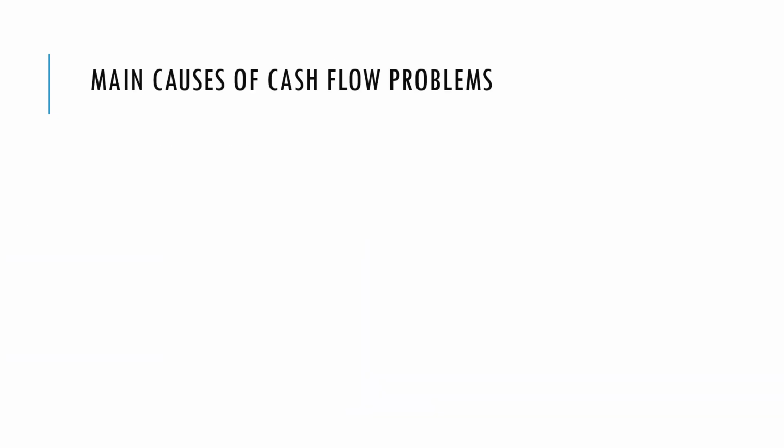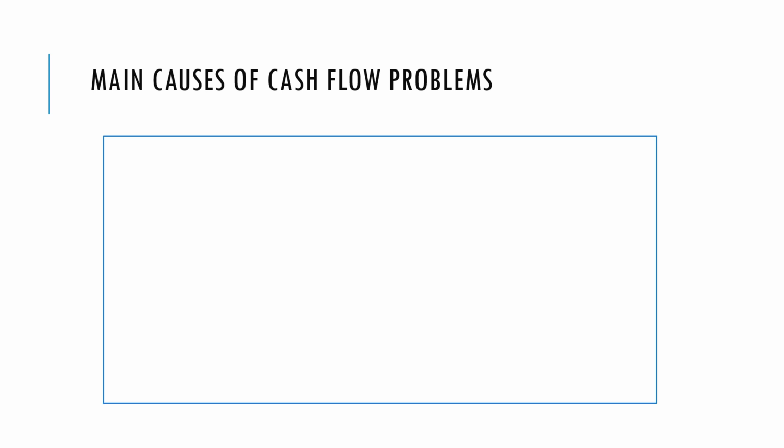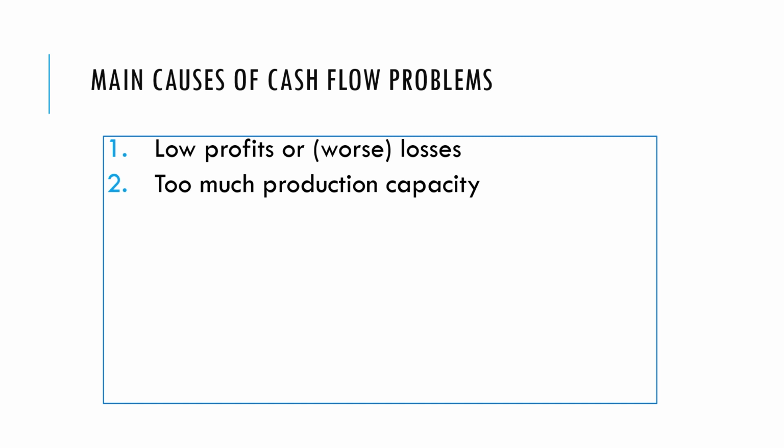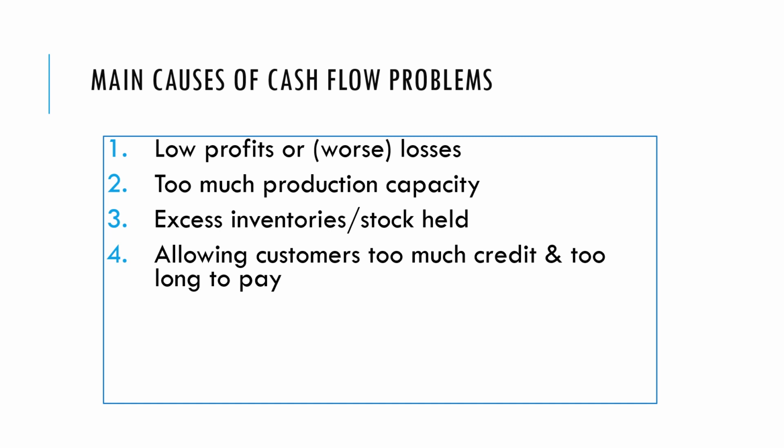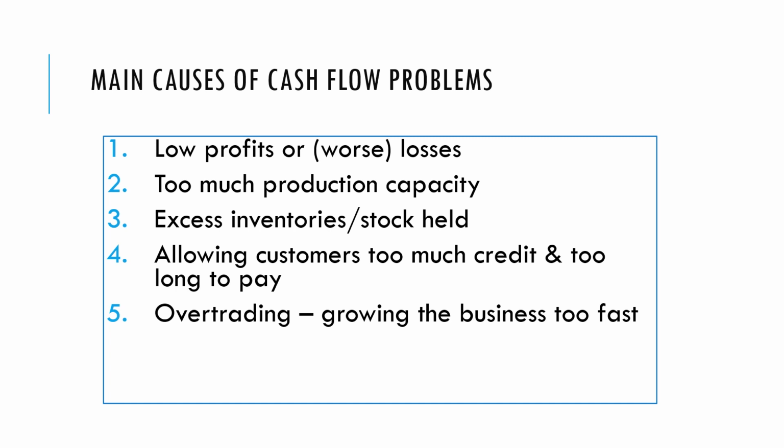So working capital can lead to cash flow problems. And there are a number of causes of cash flow problems. If the business is making a low profit or even losses, ultimately that will have an impact on their cash flow. If the business has maybe invested too much in capacity or is producing too much, then that can cause a cash flow problem. All the money is tied up in the production and not available there to meet day-to-day expenses. If the business has too much stock, as we've discussed, that can cause a cash flow problem. Allowing customers too much credit, having too many debtors, can cause a cash flow problem.